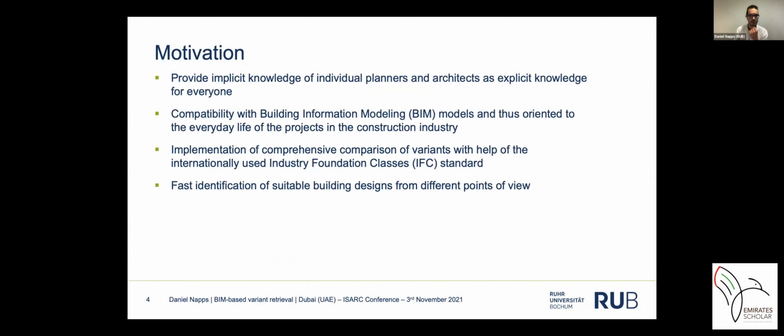Therefore, it is important to find a way to provide the implicit knowledge of individual planners and architects as explicit knowledge for everyone. The compatibility with BIM models is very important because it's orientated to the everyday life of a planner or architect. So the paper shows a way to identify suitable building designs for an existing project and how to change variants. Yes, this is a fast identification of suitable building designs from different points of view so that you avoid mistakes, for example, or can analyze some buildings in early design phases.